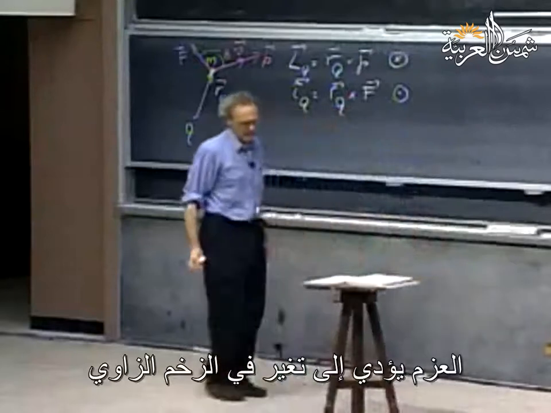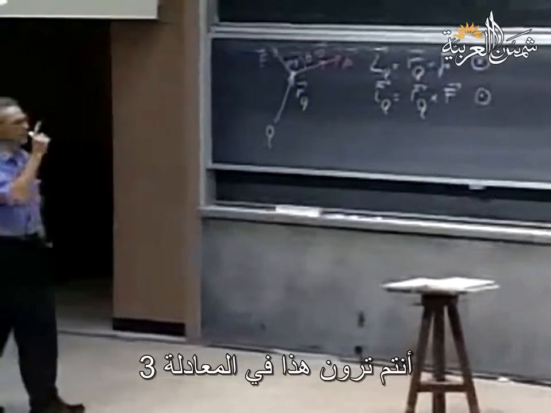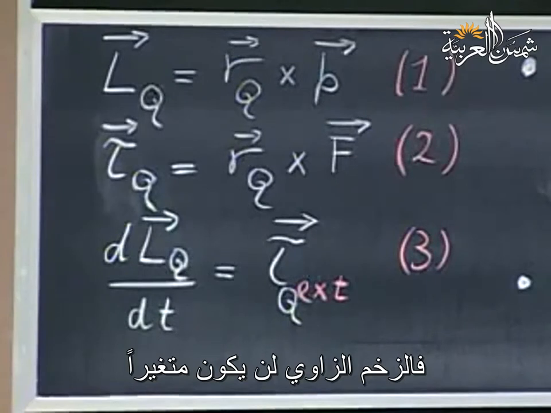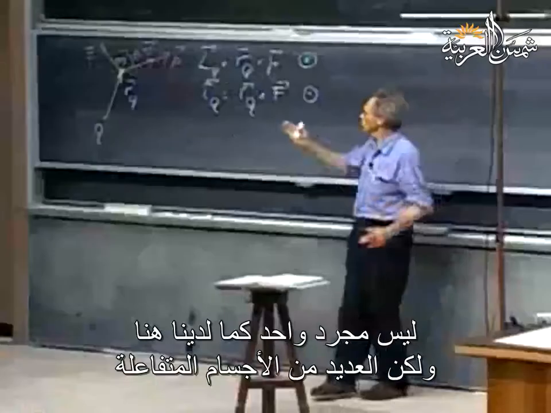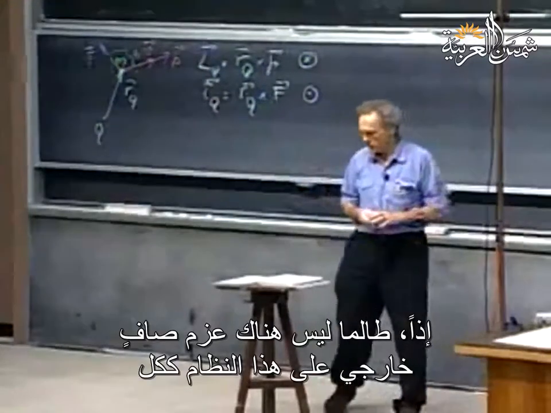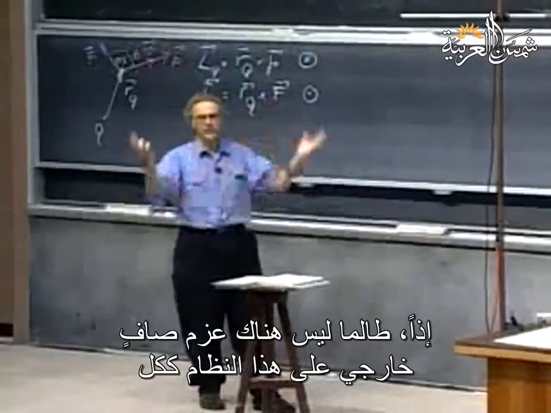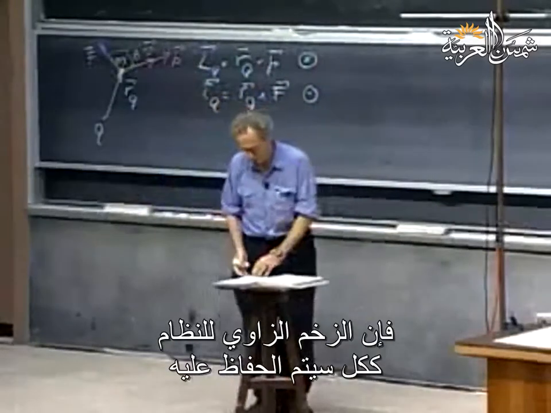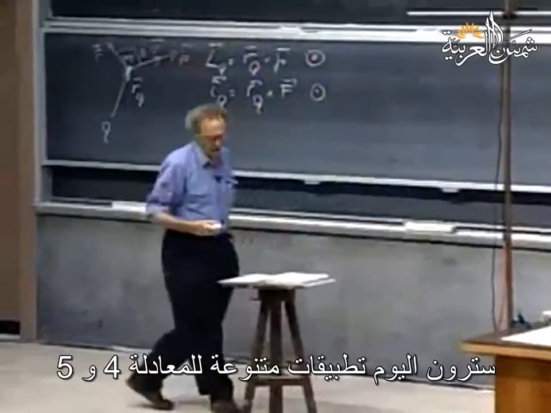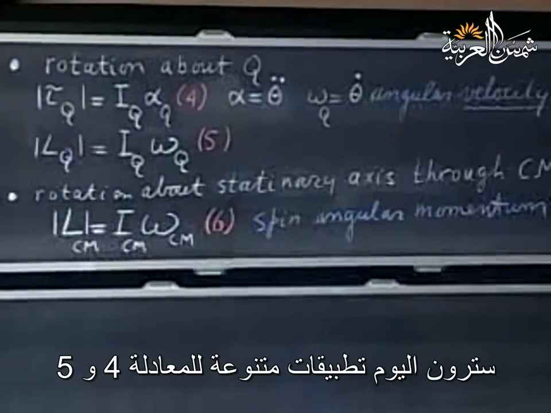A torque leads to a change in angular momentum. You see that in equation 3. If there is no torque, then angular momentum won't be changing. And if you have a system of objects, not just one like we have here, but many interacting particles, then as long as there is no net external torque on that system as a whole, then angular momentum of the system as a whole will be conserved. Today you will see various applications of equation 4 and of equation 5.